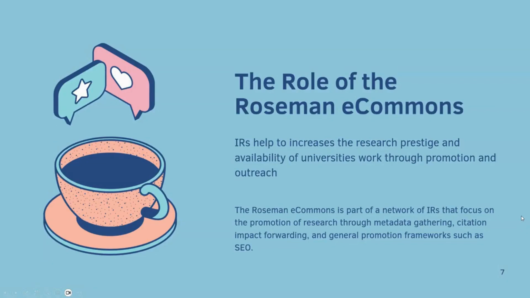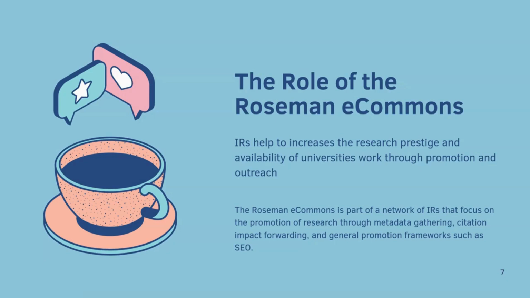So now I want to restate the role of the Roseman eCommons specifically in the research lifecycle. Institutional repositories globally are there to help increase the research, prestige, and availability of university work through promotion and outreach. A lot of the time, the usage of the eCommons is not just because we want to have everything in a central place. It's also because we have increased availability and increased promotion through search engine optimization.